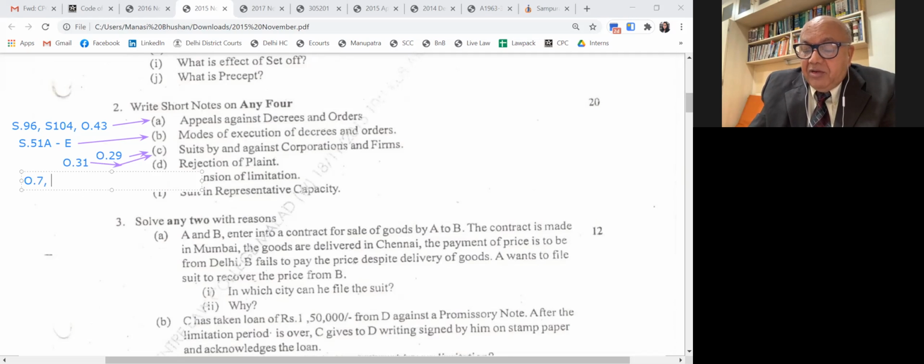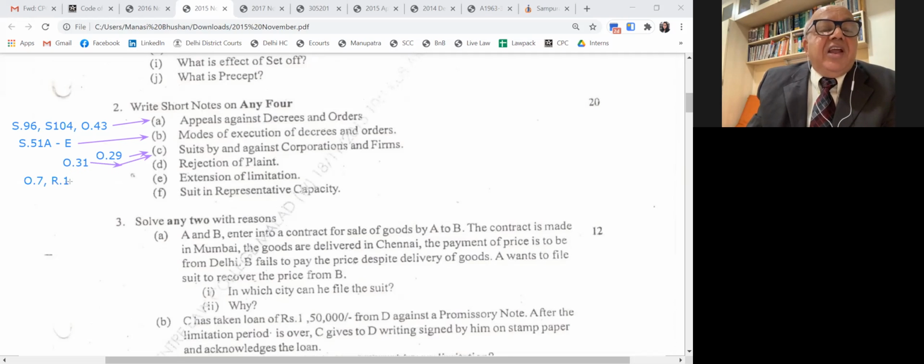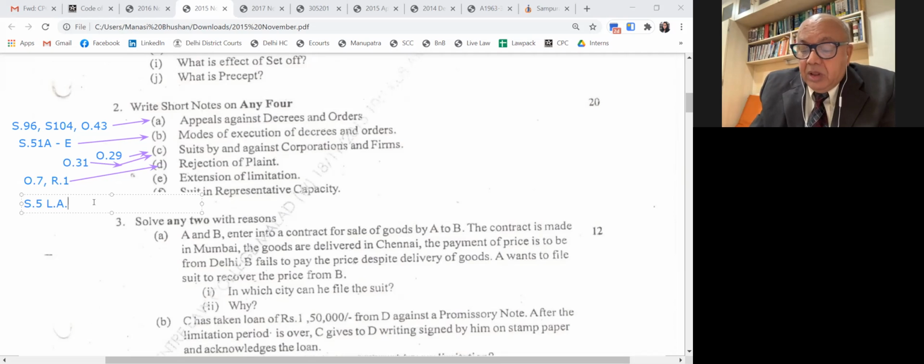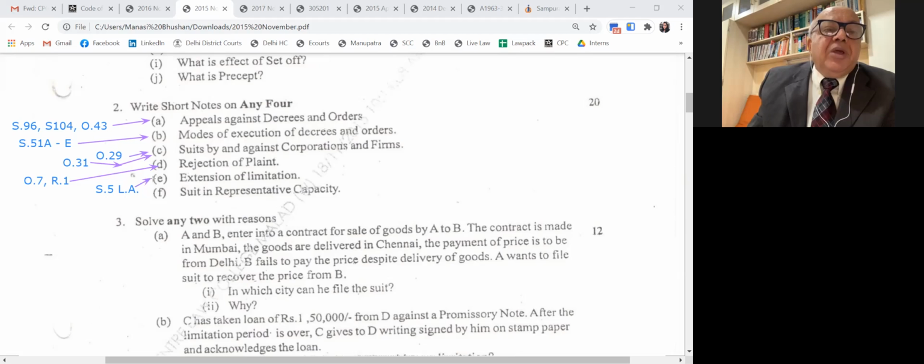Then extension of limitation period. When is the limitation extended? Section 5 of the Limitation Act. Under Section 5, the court has power to extend the limitation period in respect of appeals and applications, and not in execution applications, because a comprehensive procedure applies there. As regards a suit, the court cannot extend it. But in the suit itself, in the plaint, you have to make a claim.